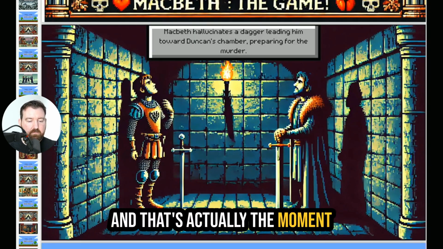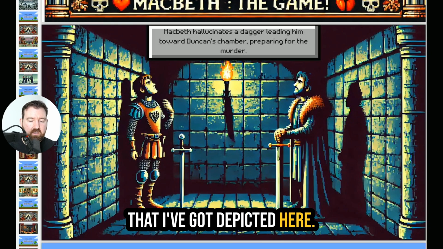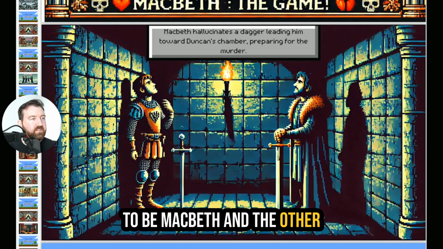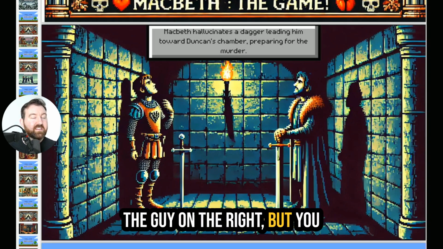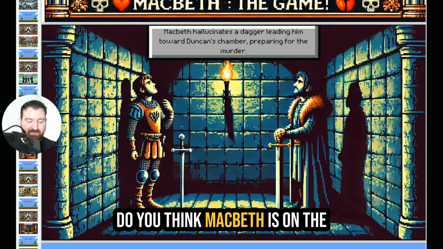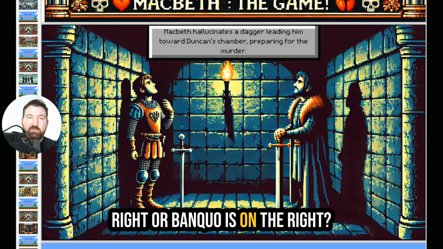And that's actually the moment that I've got depicted here. One of these guys is meant to be Macbeth and the other one's meant to be Banquo. I like to think that Banquo is the guy on the right, but you let me know what you think. Do you think Macbeth is on the right or Banquo is on the right?